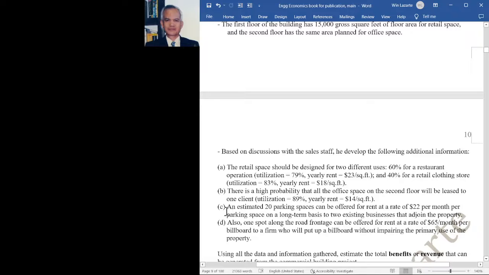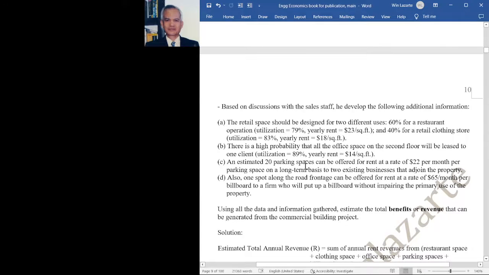Now, letter C, an estimated 20 parking spaces can be offered for rent at a rate of $22 per month per parking space on a long-term basis to two existing businesses that adjoin the property. For parking spaces, its unit benefit factor is this $22 per month per parking space, and its number of units is these 20 parking spaces.